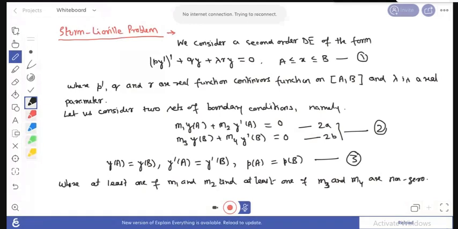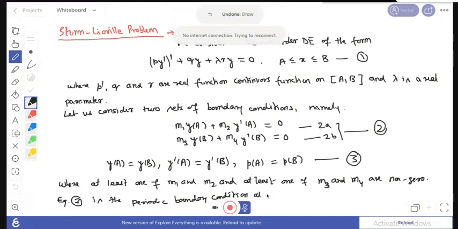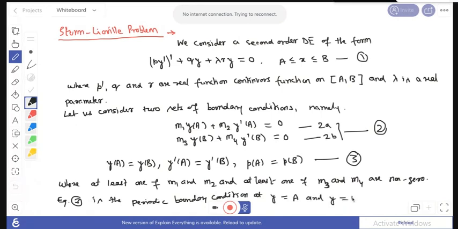Okay, so what is equation number 3? This is basically the periodic boundary condition. So equation 3 is the periodic boundary conditions, the boundary conditions at point a and point b. So these are the periodic boundary conditions.